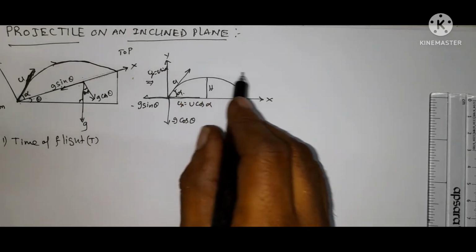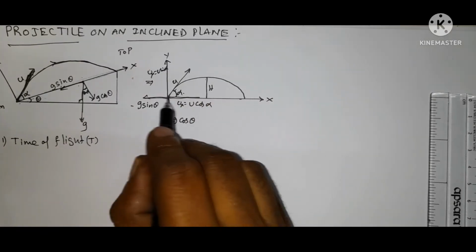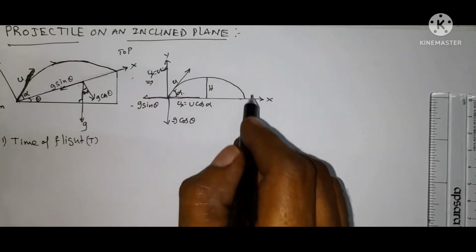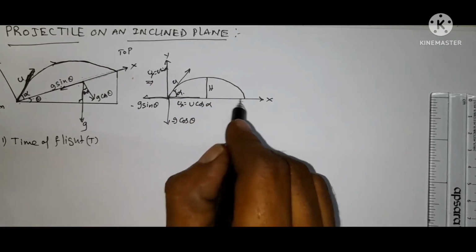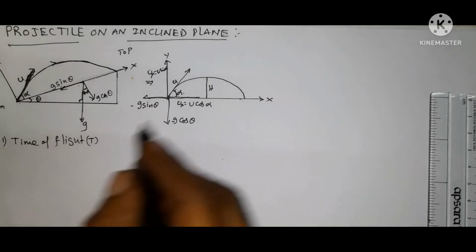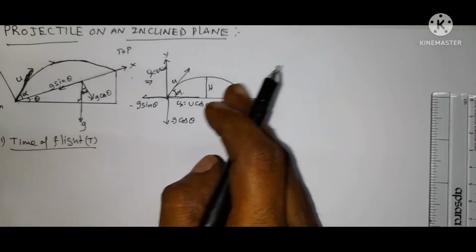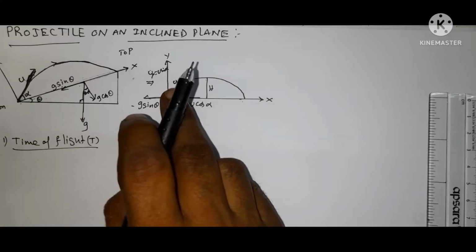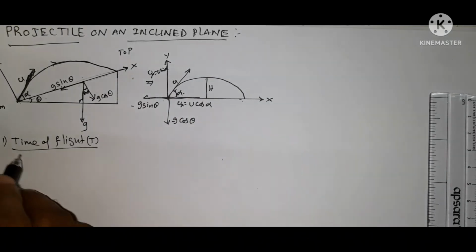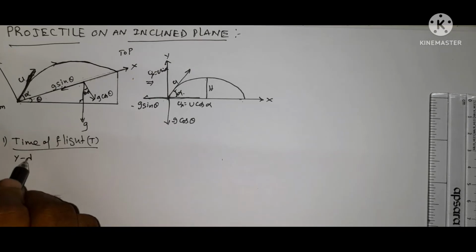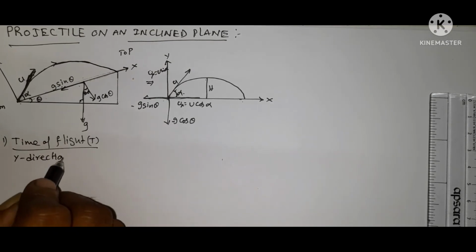If you observe this, in the y direction the vertical displacement is 0, whereas horizontal displacement will be present. So in this time of flight, only the vertical displacement will be 0, whereas the horizontal will be acting. So for this, I am using the vertical displacement. In the y direction, what are the quantities you know?